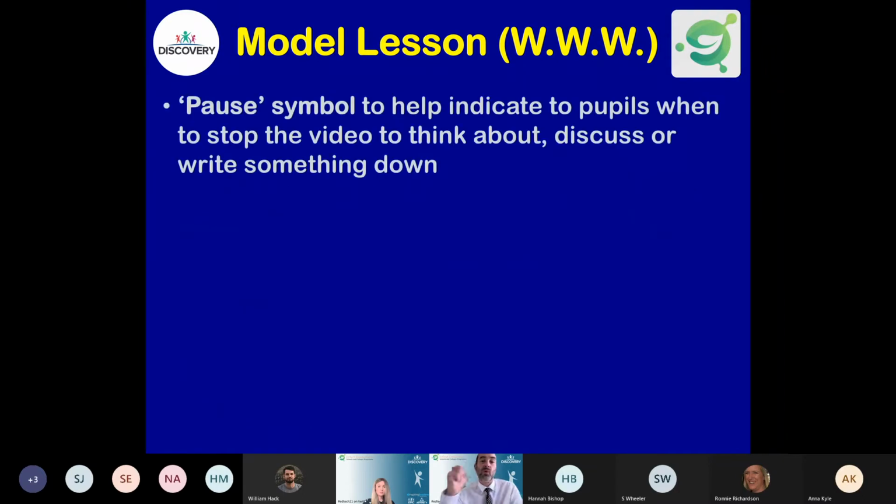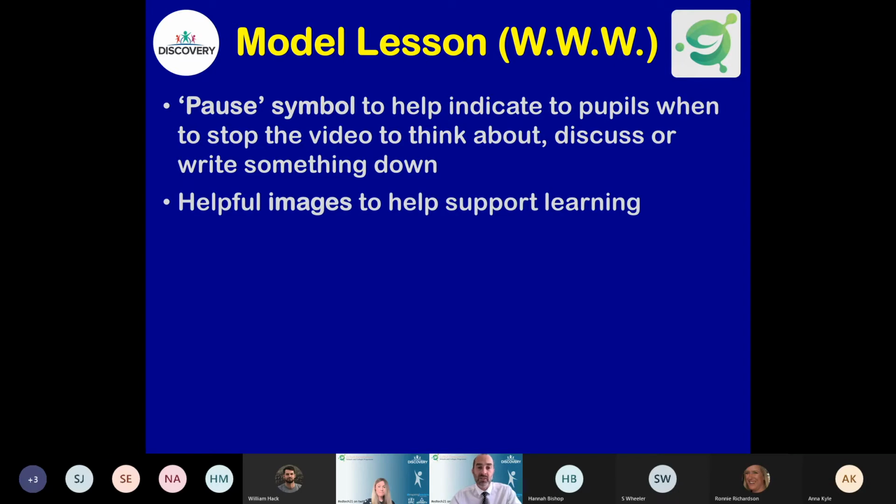I like the way that she uses the pause symbol. Not only does that indicate to herself, but also indicates to the pupil that this is a place where, if they're playing the video back in their own time, they need to stop, do some thinking, maybe go back to the text, maybe discuss it with another adult or write something down.